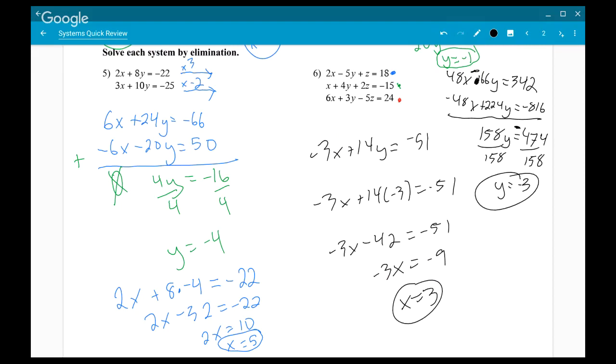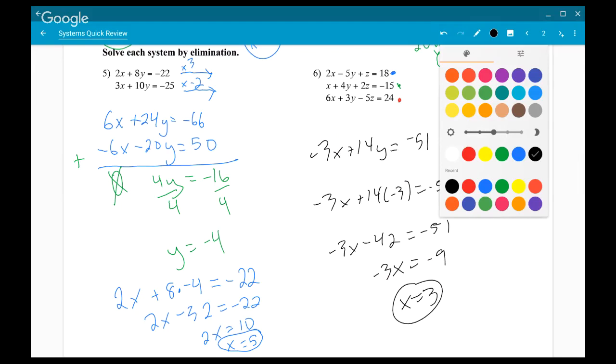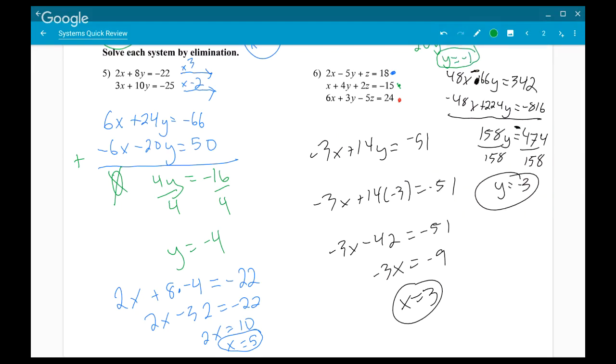Now we can just go back to one of those original problems. Okay, so I'm going to go back to, I like my middle green one there. That looks pretty nice. Okay, so I'm going to substitute. I've got x plus 4y plus 2z equals negative 15. And then I'm going to plug in x and y. I know x is 3. I know y is negative 3. I've got 3 plus negative 12 plus 2z equals negative 15.